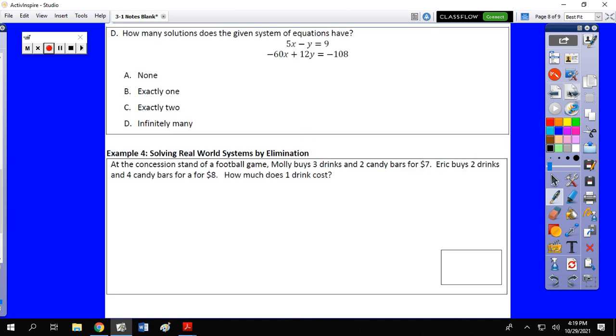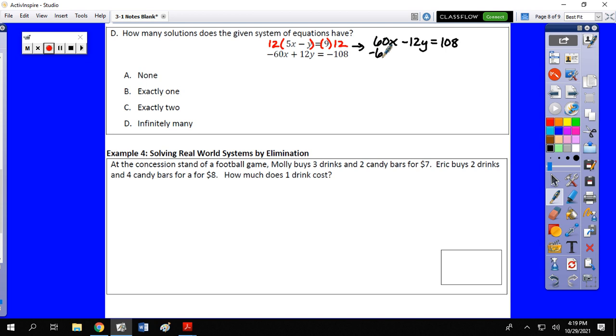Okay, last slide here. We've got 2 examples left. We have how many solutions does the given system of equations have? Well, the only way we would know is to try to set it up for elimination. So I look at this and I see that if I want y to cancel, I need to multiply the first equation by 12. So I'm going to multiply the first equation by 12. When I do that, I get 60x minus 12y equals 108.